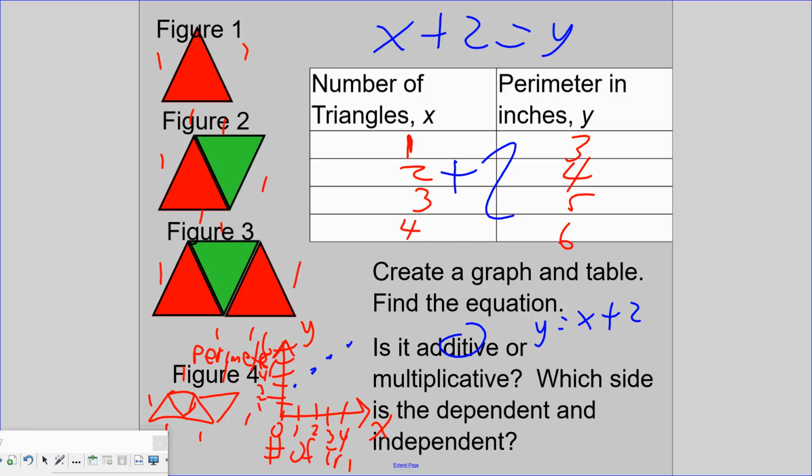And which side is the dependent and which side is independent? Which one makes more sense to you? Does the number of triangles depend on the perimeter inches, or does the perimeter depend on how many triangles we have? That makes more sense. So this is the dependent and this is the independent. So through this, we just did multiple representation. You are given a figure, a table, and a graph, and you are able to answer these questions. This is the video of multiple representation part 1.